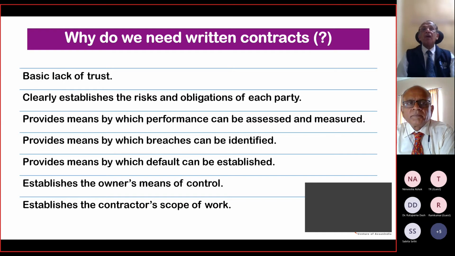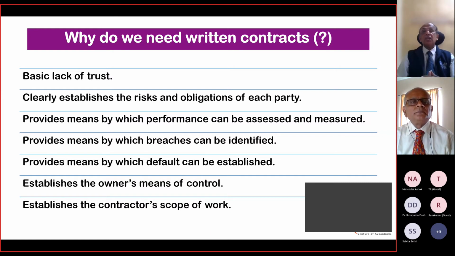What is the need for a written contract? Because of lack of trust. Let's get everything in black and white because we are talking about money. Clearly establish the risks and obligations of each party. It's very vital. We have so many instruments in the contract as well as in the purchase order wherein the risks and obligations are bifurcated, and we are going to see more about risk today.